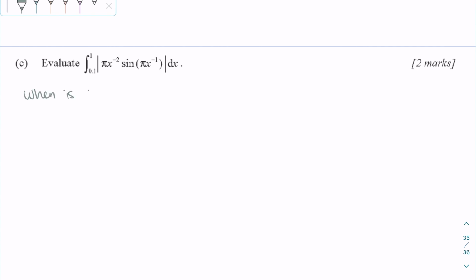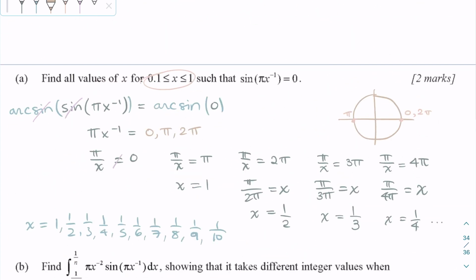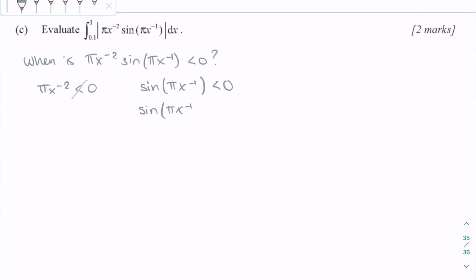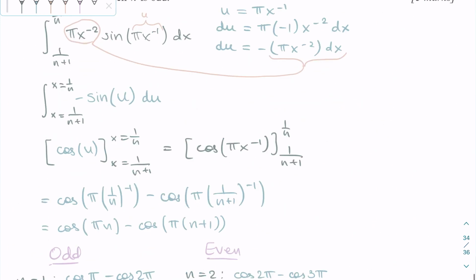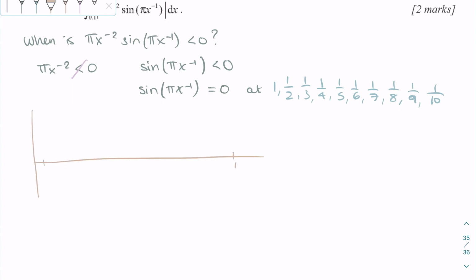What we need to do is find all of the intervals where this function is below the x-axis. Well, this happens when either one of the terms is negative. Pi x to the minus second is never negative, at least not in the given domain. We can find when sine is negative by finding the function's zeros. We have conveniently already done this in Part A. I will quickly draw a hypothetical sketch of the graph using these zeros.